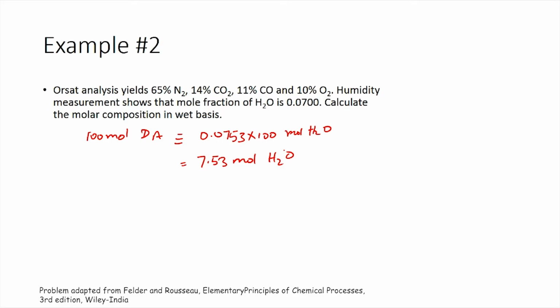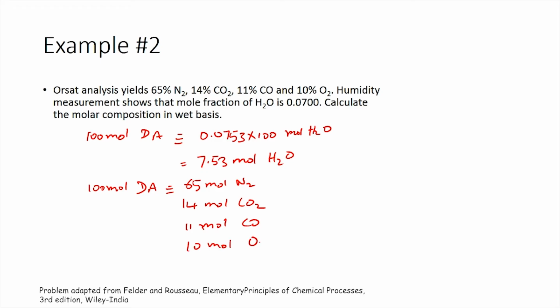So, based on the Orsat analysis, we know that the 100 moles of dry air actually is constituted by 65 moles of nitrogen, 14 moles of carbon dioxide, 11 moles of carbon monoxide and 10 moles of oxygen. So, now in addition to this we have 7.53 moles of water vapor. So, for performing wet basis we need to calculate the total number of moles of this mixture including water vapor. So, which adds up to 107.53 moles.